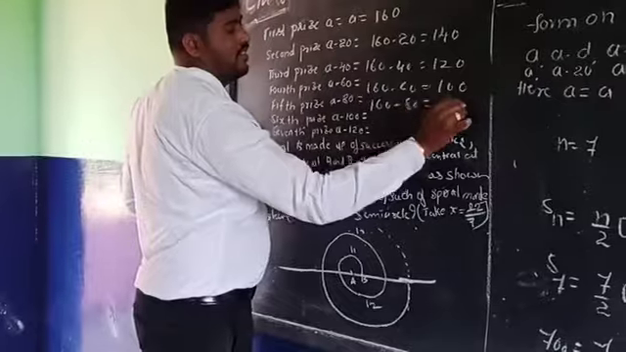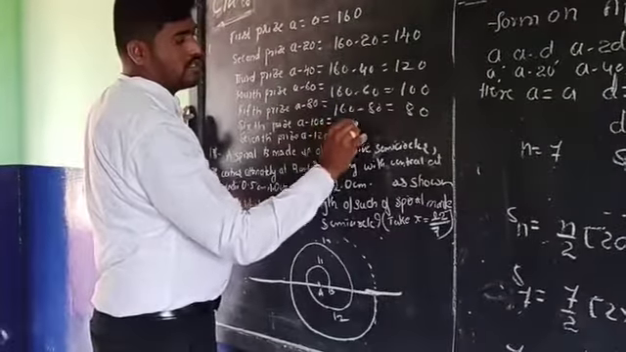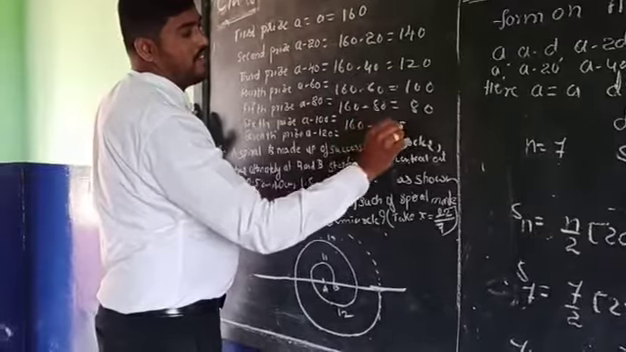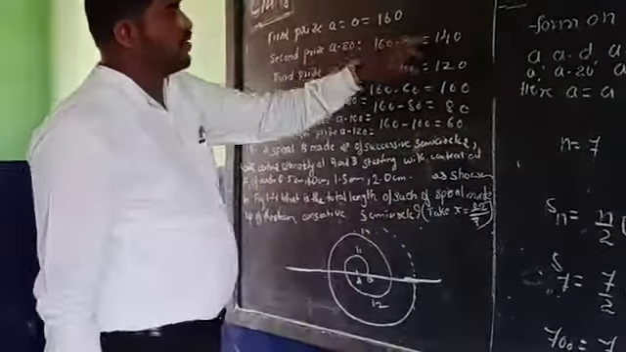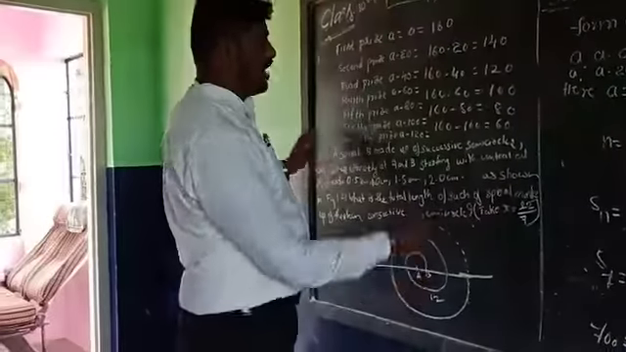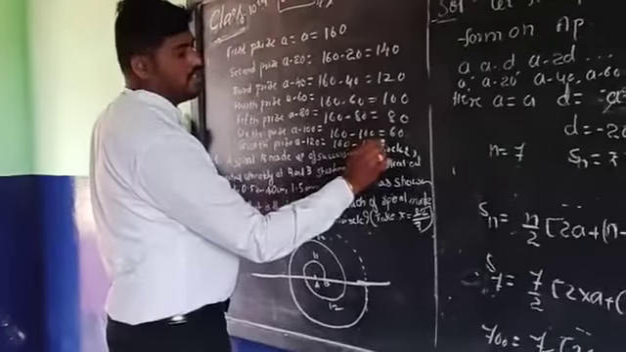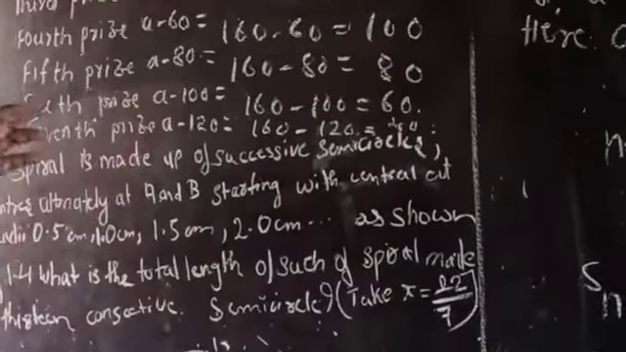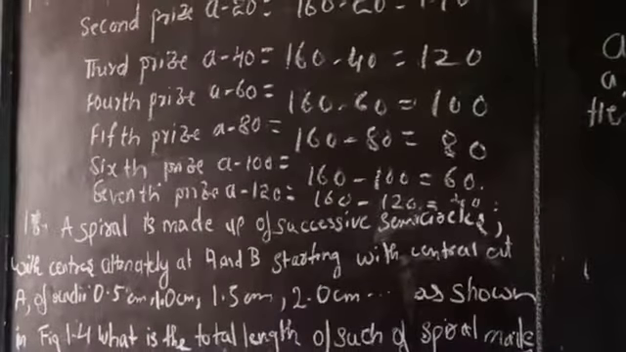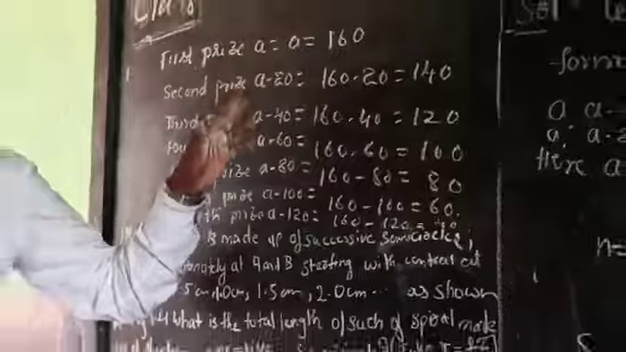80. Is it right? Yes, sir. Then 160 minus 100 is 60. Is it right? Yes, sir. That's 1, 2, 3, 4, 5, 6, 7. The last one is 160 minus 120, which is 40. So the seventh prize of the overall academic year is how much? 40. Like that: first, second, third.